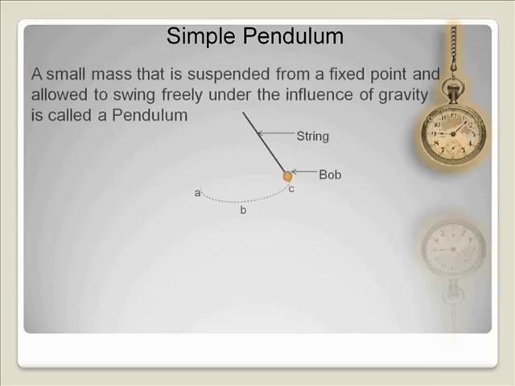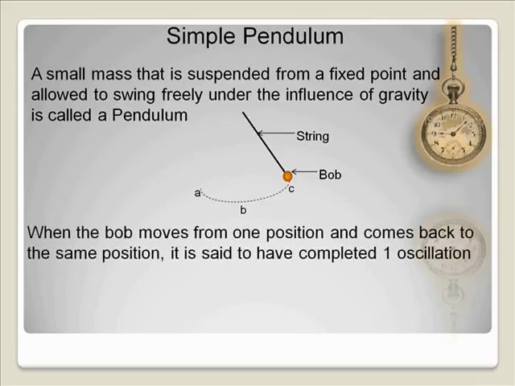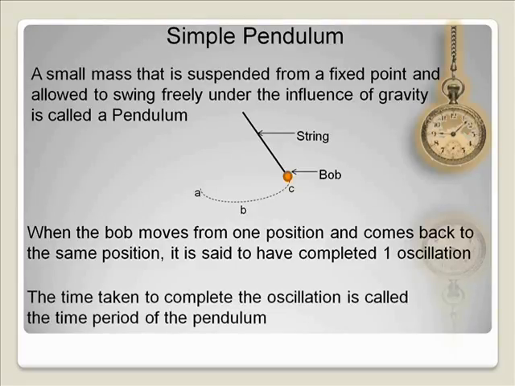A small mass that is suspended from a fixed point and allowed to swing freely under the influence of gravity is called a pendulum. When the bob moves from one position and comes back to the same position, it is said to have completed one oscillation. In the figure above, if the bob starts at point A, then moves to point B and C, and then comes back to point A, it is said to have completed one oscillation, while the time taken to complete the oscillation is called the time period of the pendulum.